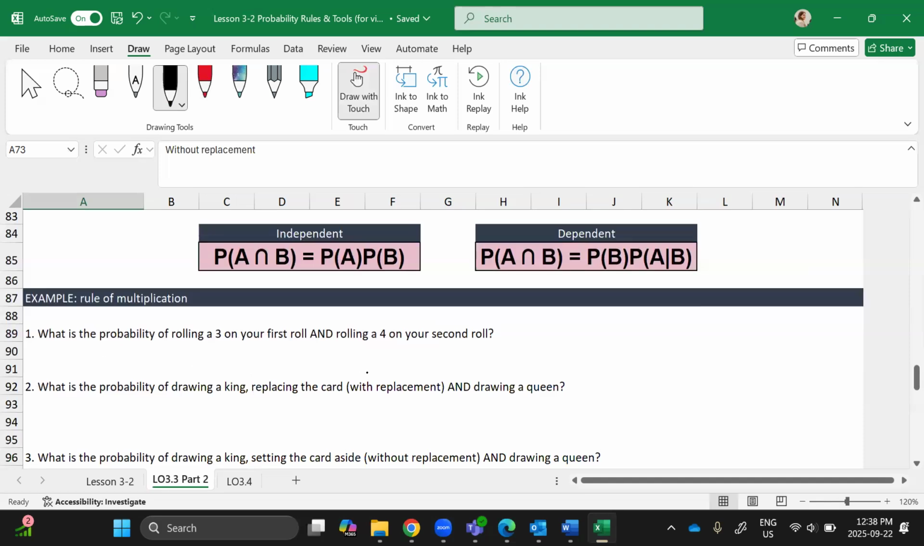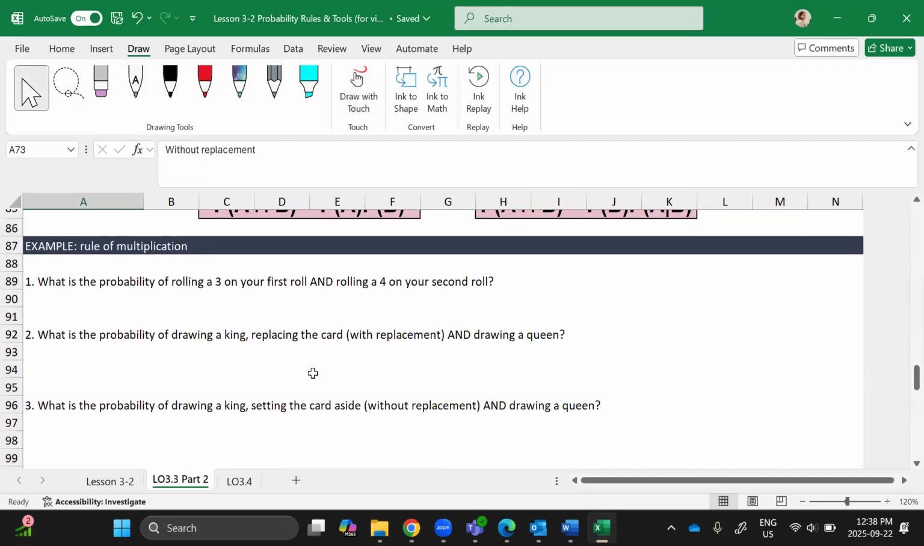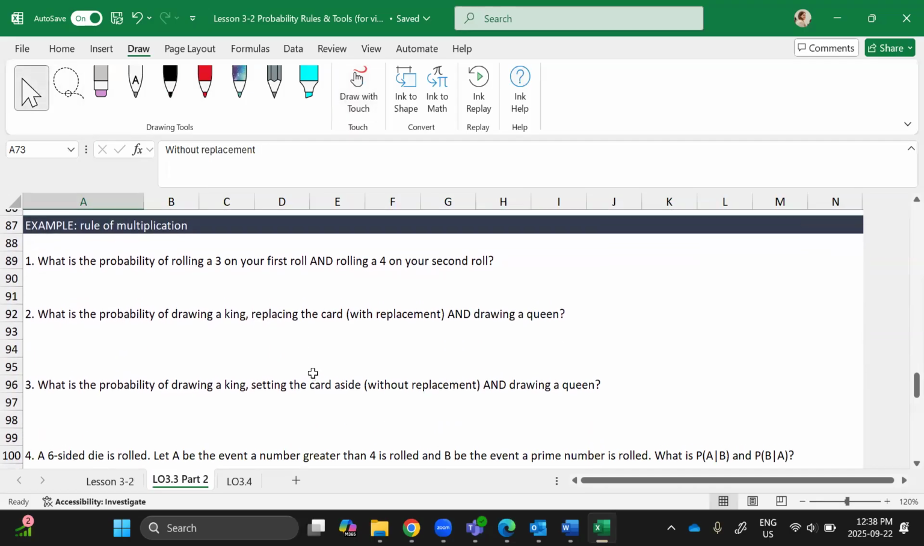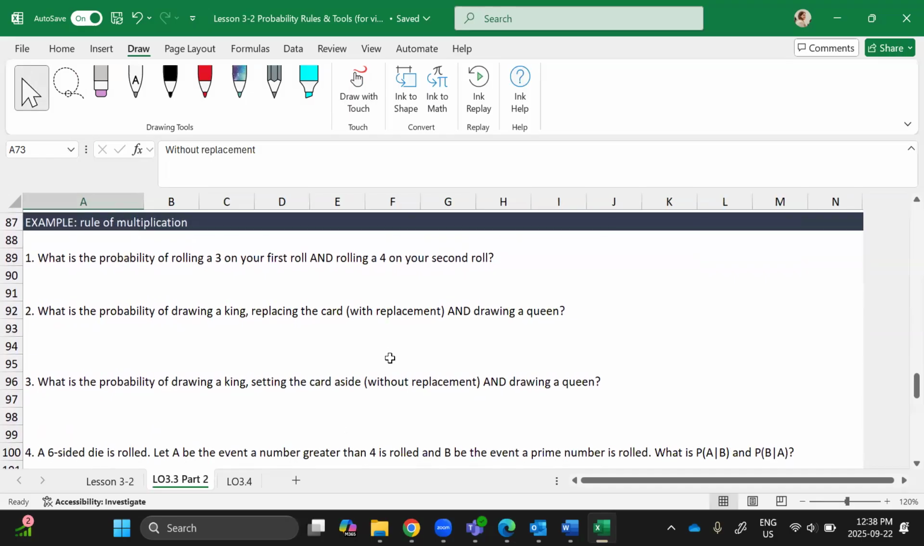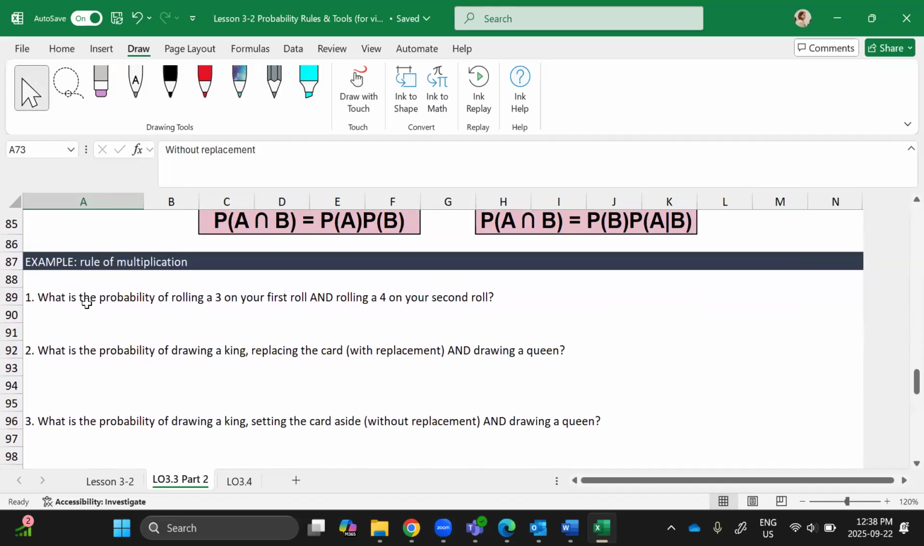Okay, so let's look at some examples to help you understand these rules and how they apply. We'll talk specifically about if we have independent and dependent events to help us with these questions. So first, what is the probability of rolling a 3 on your first roll and rolling a 4 on your second roll? Rolling a 3 versus rolling a 4 are supposed to be independent events if you have a fair die. That means the first roll should not influence the second roll.